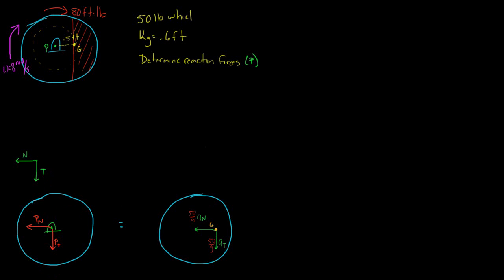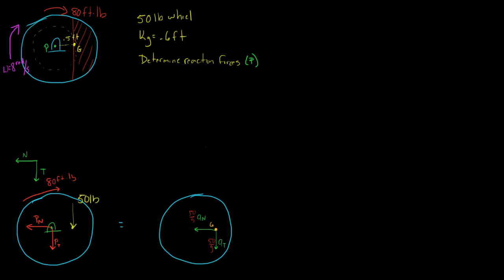I have this moment. So this moment is going clockwise and is 80 foot-pounds. And I have my weight. And my weight is going to go right through my center of mass. So my weight is going to go right here, and it's 50 pounds. So now these are all my forces and accelerations that are on my system.